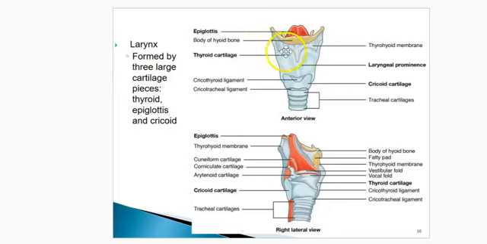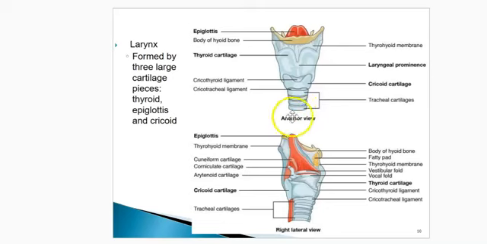So let's take a look at that. At the top is the epiglottis. There is the thyroid cartilage at the very middle of that, and through the middle there are the ligaments, and also there's the cricoid cartilage, and at the very bottom there are the tracheal cartilages.